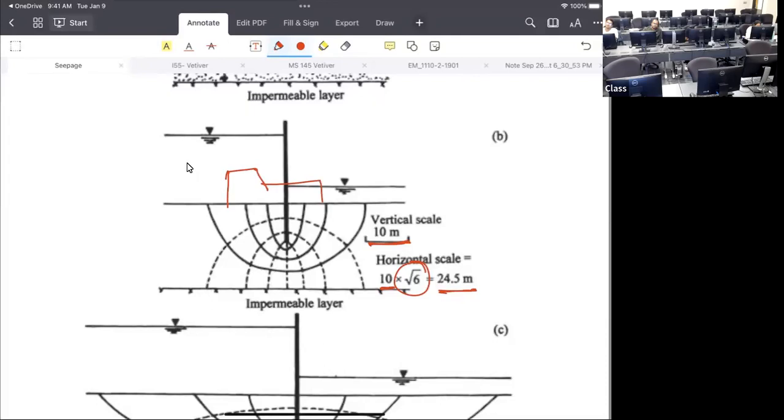The dam is to be squeezed. The flow rate should remain the same, but the dam has to be squeezed, because we are adjusting the horizontal scale. Yes.